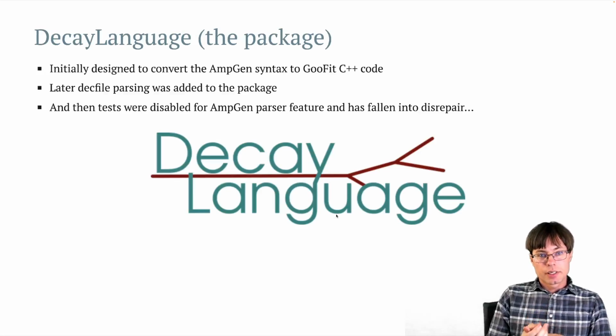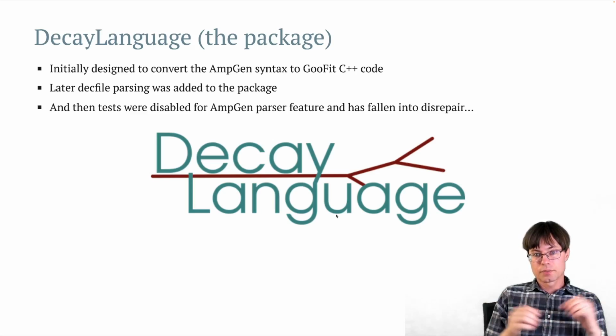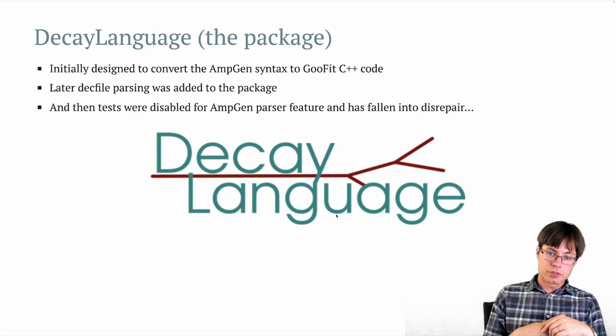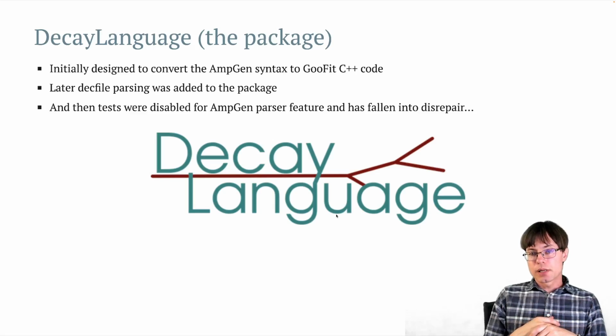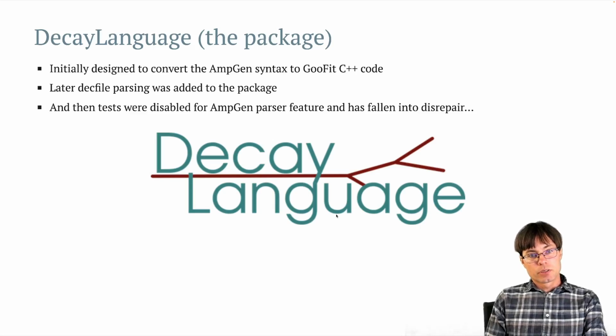DecayLanguage is a package written in Python that also has the ability to read the AmpGen DSL, but this time it reads it and produces GooFit C++ code. So instead of describing the exact decay and expanding that out into simple, dependency-free C++, it's actually specifying GooFit models, line shapes, and so on. Later, .dec file parsing was added to this package, and currently the original AmpGen reader has fallen into disrepair. It's been disabled from the tests, but that could be recovered quite easily, I believe.